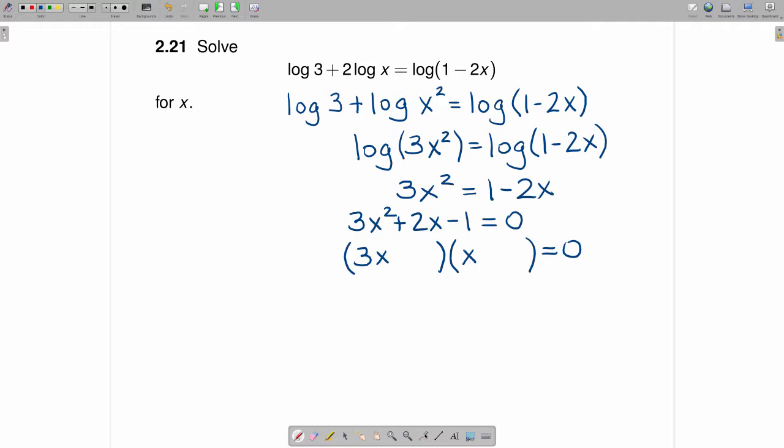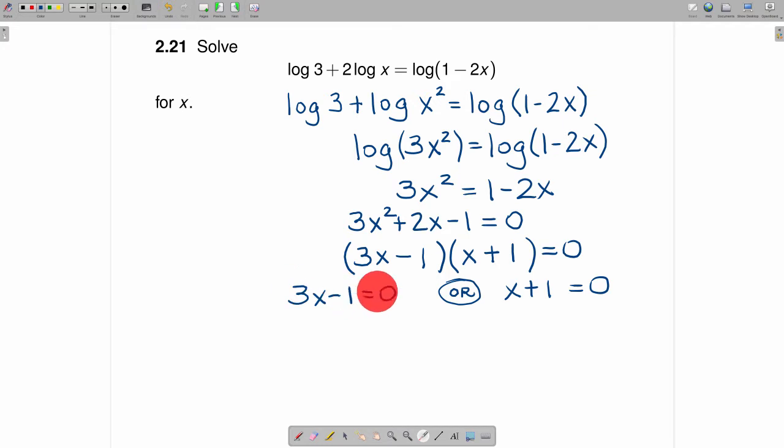So fortunately, there is a 1 right here. So we can put a 1 here and a 1 here if it is going to factor. And we know that when we multiply these two here, we get 3x, and here you get 1x, so we can get these to 2x by simply putting a negative here and a positive there. So this is the same as saying 3x minus 1 is equal to 0, or x plus 1 is equal to 0.